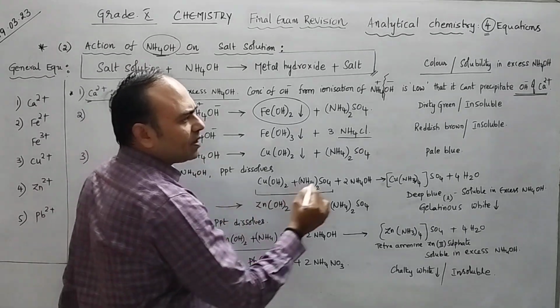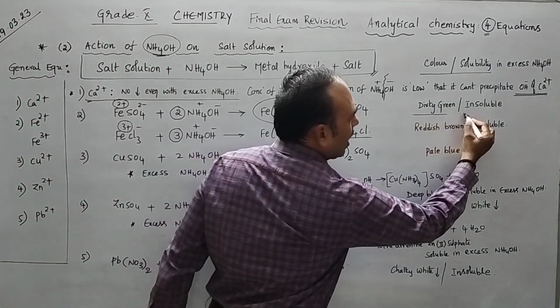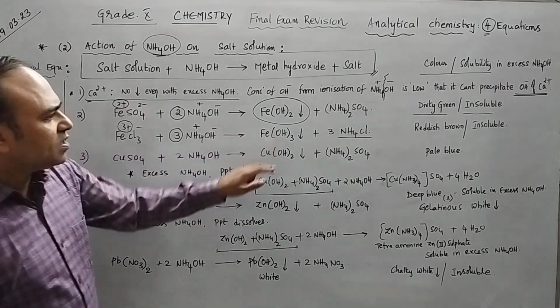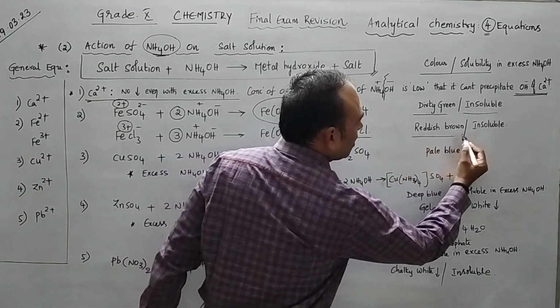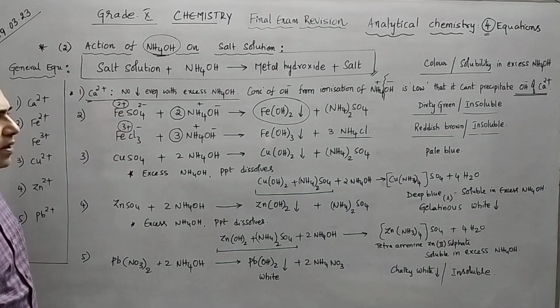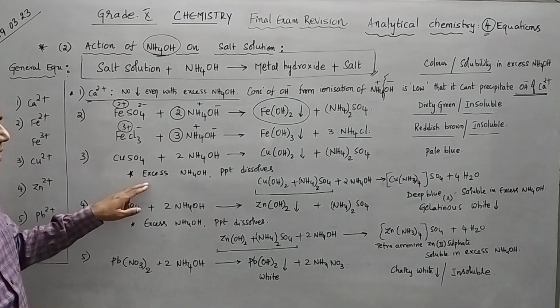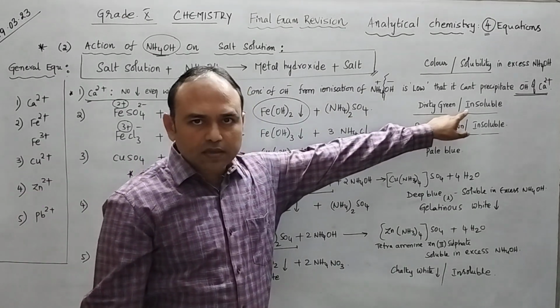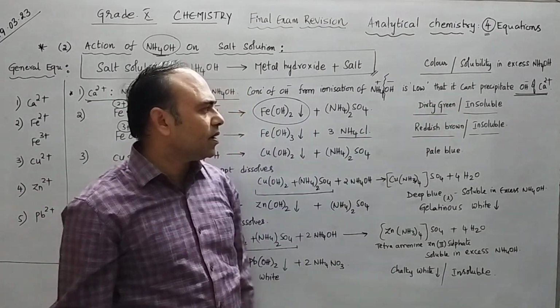Now come to the color of this. Fe(OH)2 precipitate is dirty green in color and it is insoluble, whereas Fe(OH)3 is reddish brown in color and it is insoluble in excess of ammonium hydroxide. Hope you have understood this. Here itself you have solubility, but here they are not soluble in ammonium hydroxide.